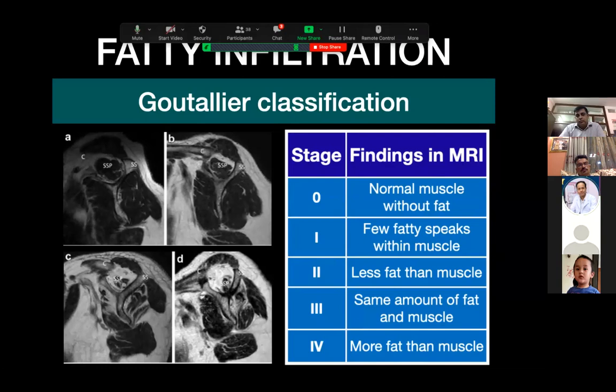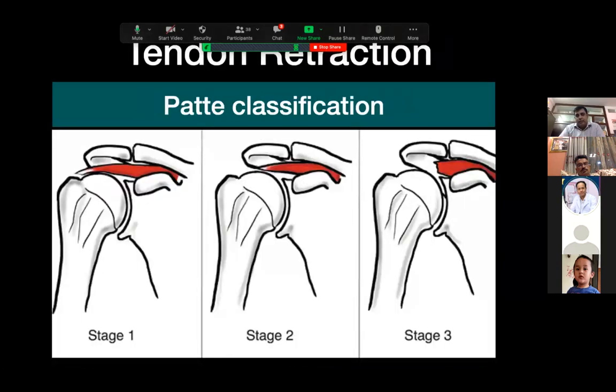So what is your take, sir? How do you assess retraction? Which classification do you follow on retraction? There are many classifications. Is that the Ellman classification? The Patte classification, you can use that. Up to the footprint side, then up to the head, and then up to the glenoid: 1, 2, 3. Yes, this was what I was mentioning, sir. So in the Patte classification, the retraction is very important. I think Arjun sir was mentioning this, right, sir?